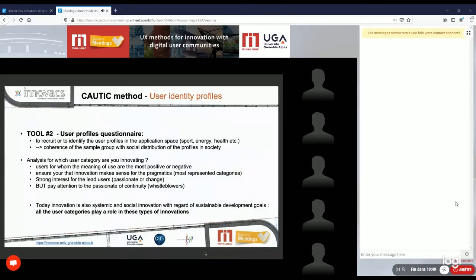The questionnaire is made of 8 to 10 questions. This questionnaire depends also on the application domain. For instance, the users are not the same in front of innovation in the domain of energy, or in the domain of healthcare, mobility, food, or sports. It's not the same. The change means something different in these different domains. So the user identity profiles are contextualized in these application domains. So the questionnaire enables to characterize with whom you evaluate the meaning of use criteria. You can ensure that you try to make sense for the majority, and you can learn from the early adopters and from the reluctants as well.